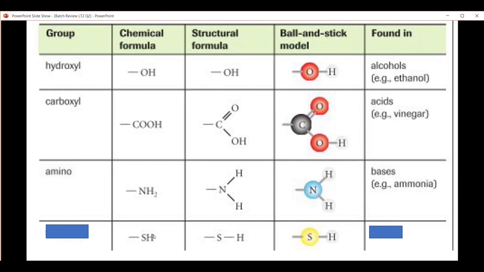And what is your clue here? Of course, there will be an S. The name of this group is sulfhydryl, while this is found in rubber.